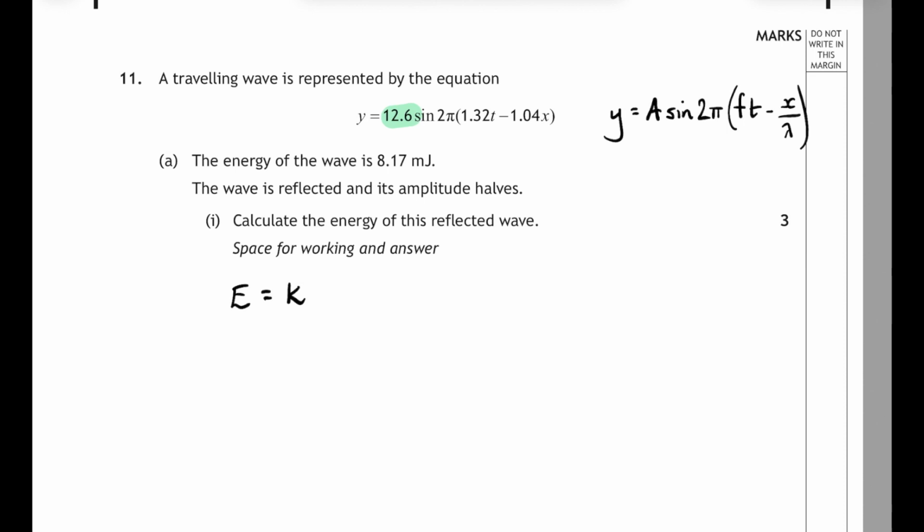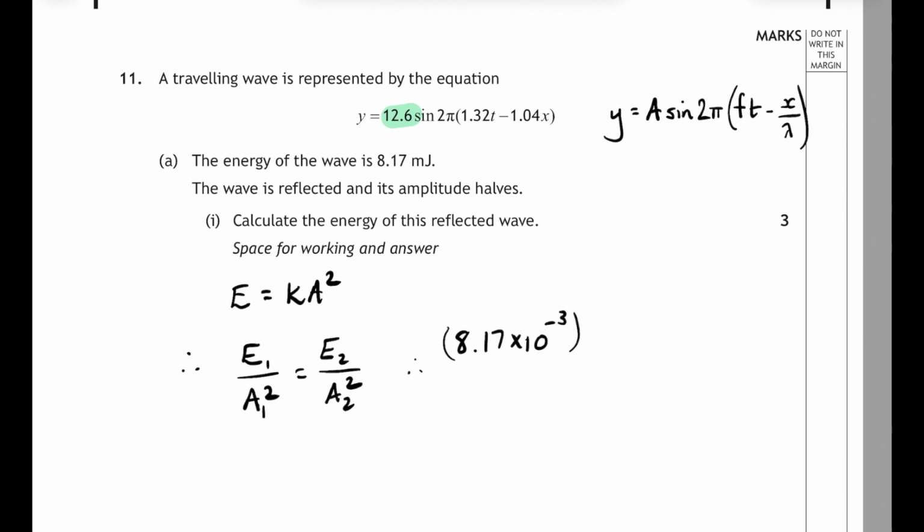Now the energy of a wave varies directly with the amplitude squared. So if we substitute in for the initial energy and the initial amplitude and square it, then we can work out what the new energy will be, based on the fact that the amplitude will have halved. So let's sub in those numbers. The initial energy was 8.17 times 10 to the minus 3 joules, divided by the initial amplitude, which is 12.6. And don't forget to square that. And then that will be equal to our new energy divided by half the amplitude, which is 6.3. And don't forget to square it.